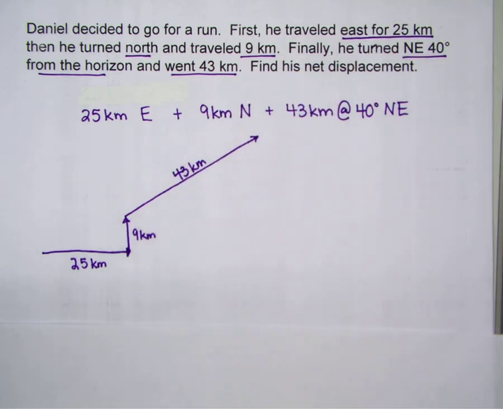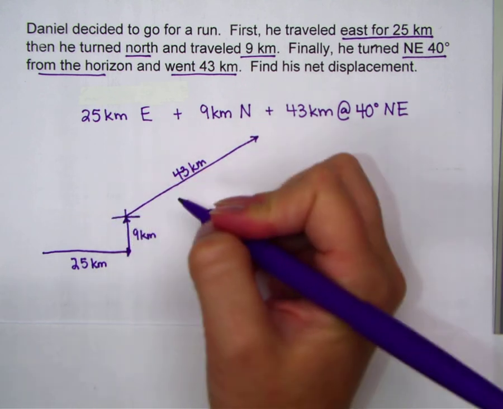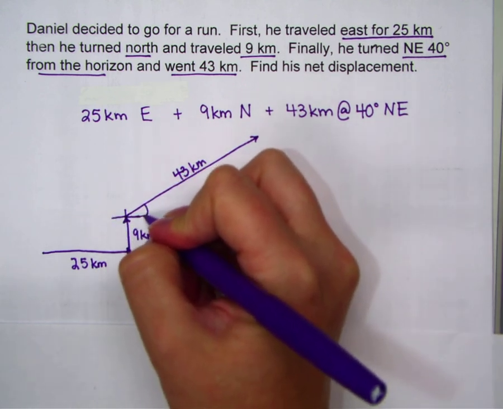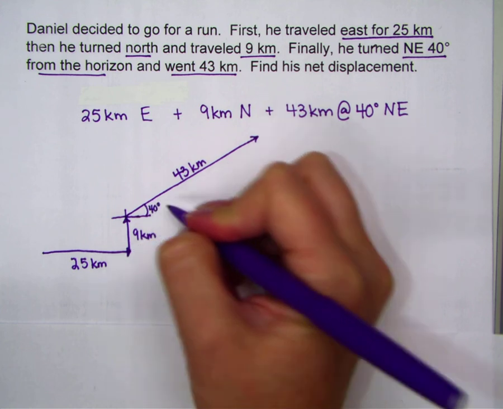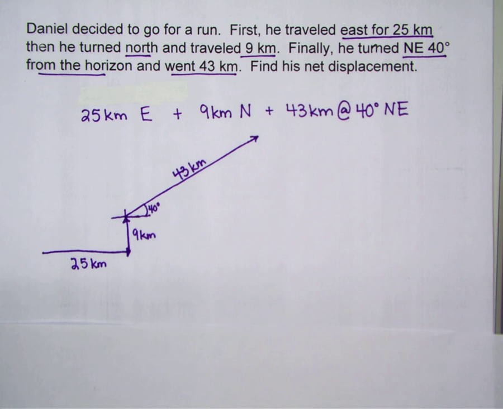Okay, when you have something that's going northeast, if you draw your little compass here, this would be my 40 degrees northeast. Okay? Now we always do it with respect to the horizon when we're talking about northeast. The horizon, just in case you didn't know, is the horizontal line.